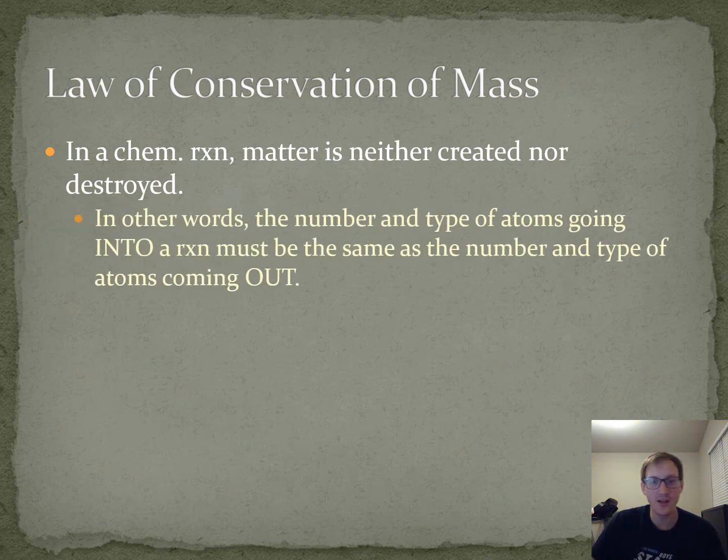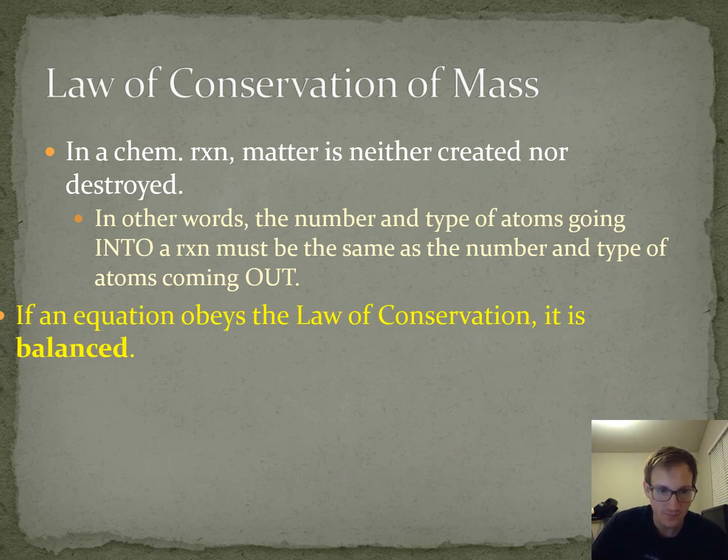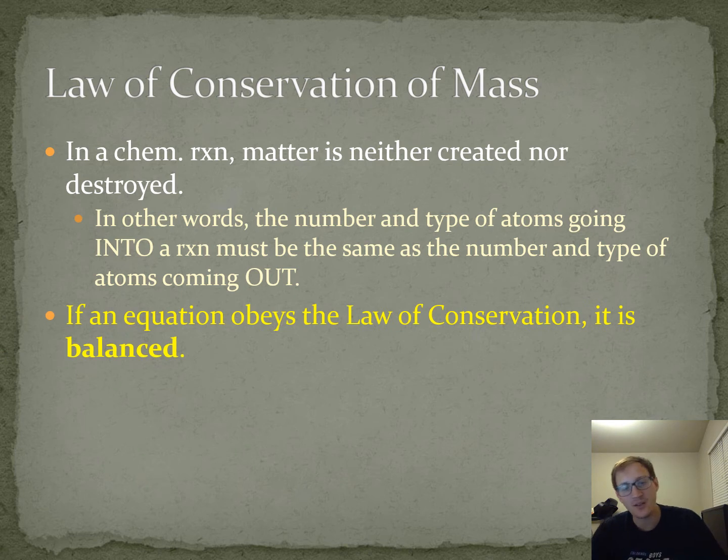In other words, the numbers and the types of atoms going into a reaction must be the same as the number and type of atoms coming out. So if I put 2 hydrogens in, I better get 2 hydrogens out. If an equation obeys the law of conservation, it is what we consider balanced. Balanced. Very important word there, balanced.